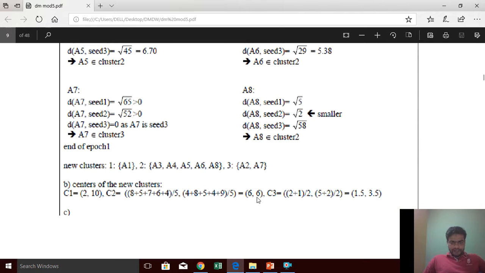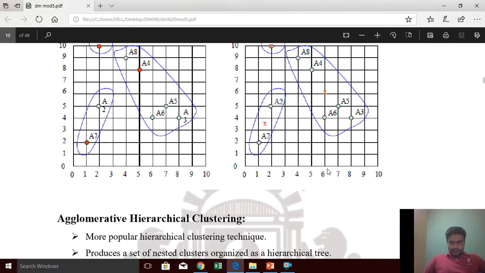What is the new center for the second cluster? 6, 6. 6, 6 is the center for the new second cluster. This is the old center, because for the second cluster we had taken A4 as the center point. So the new value is 6, 6.